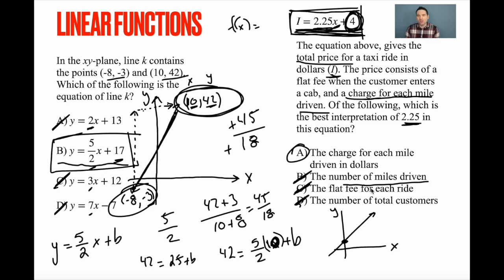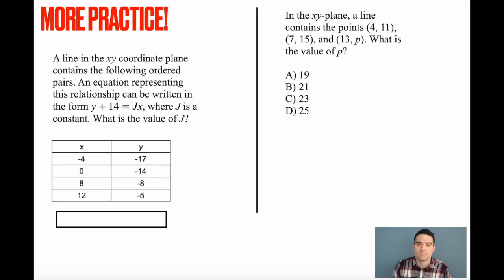And if this doesn't quite click, think about it by taking an example, right? If I drive 2 miles, I'm going to do 2.25 times 2 plus 4. The 4 stays the same. The charge per mile stays the same, but the miles change. So the correct answer here is A. Because this is so important, we're going to do a little extra practice on it. So pause the video and try these questions out.